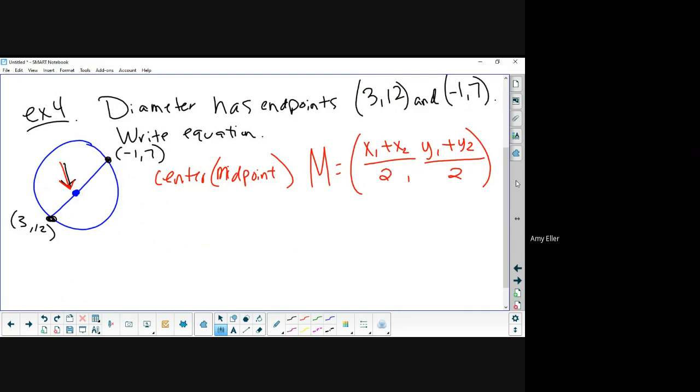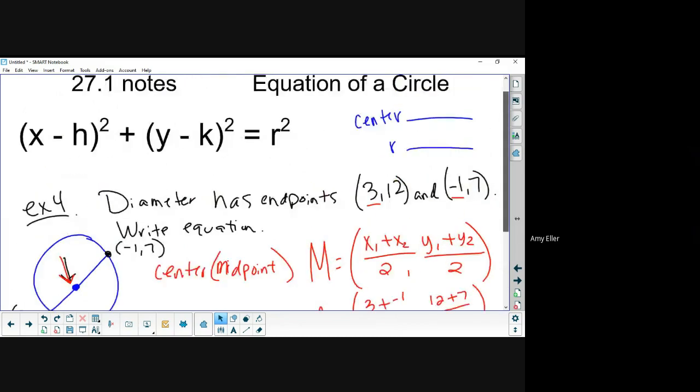Let's do that. We have both x's. So my x's are 3 and -1. Then go up, look at your 2 y's and add those together. Let's think about what we're doing right now. We are finding the middle point, which is the center, and I have to have the center so I can write an equation.